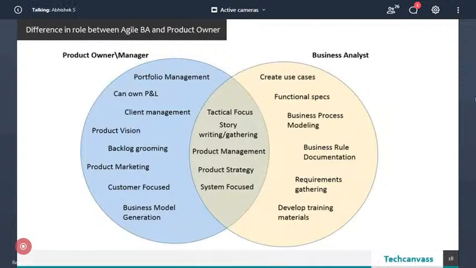And here, if you see, we've just tried to give you a very quick comparison of the different skill sets of a product owner and an agile business analyst, and some of the places where both of the roles actually overlap.